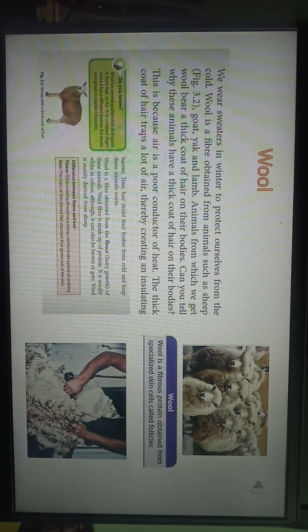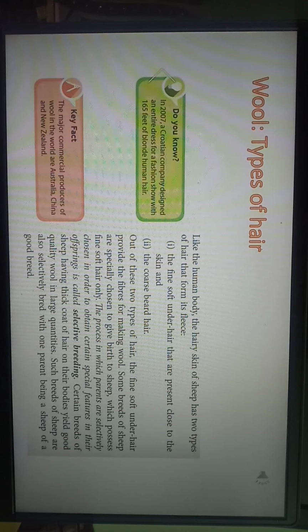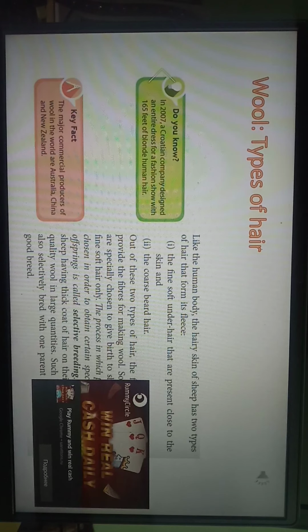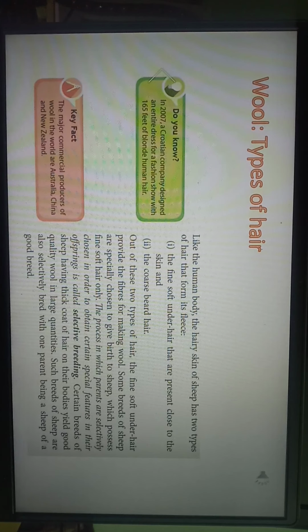Now, as we all know, the sheep's body has a thick coat of hair. This hairy skin of sheep has two types of hair. I hope I am clear. The first type of hair is very fine, soft under hair that is present close to the skin.